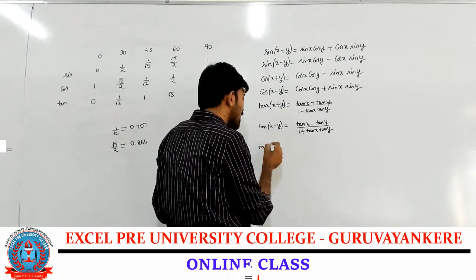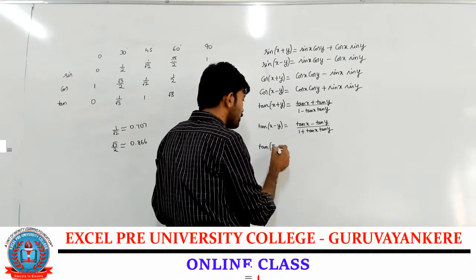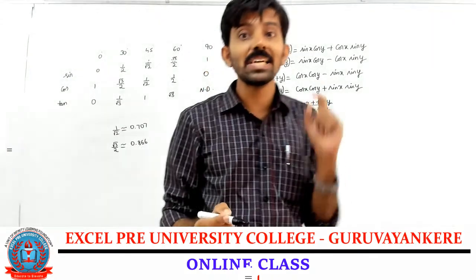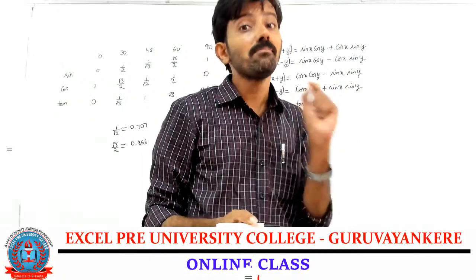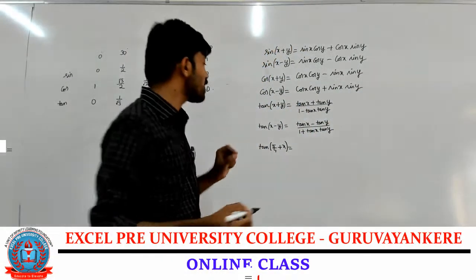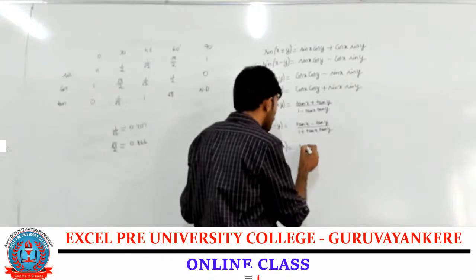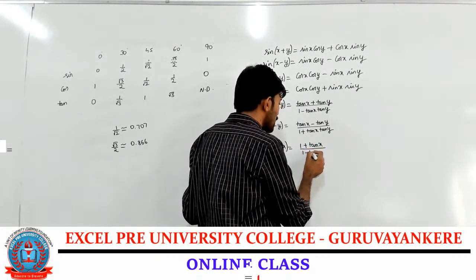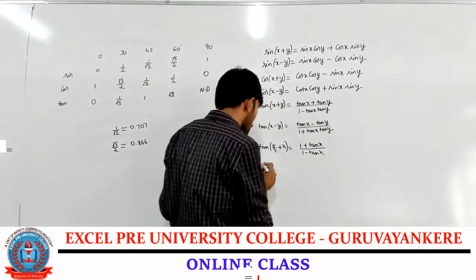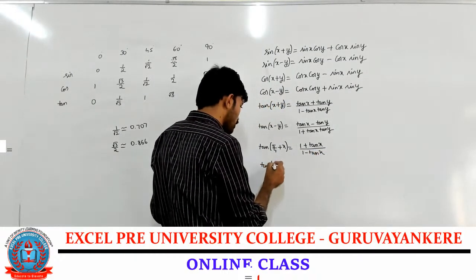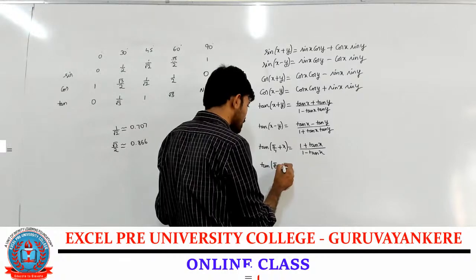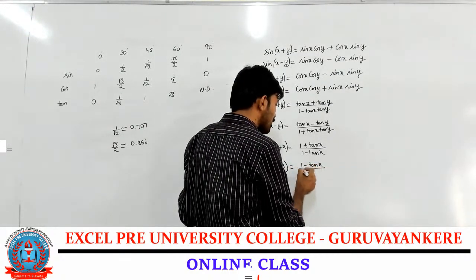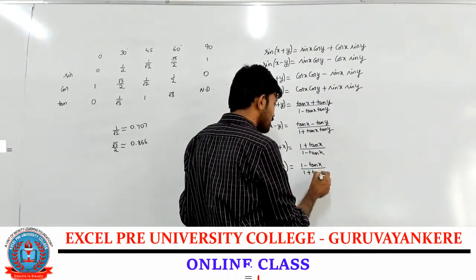Tan of pi by 4 plus x. Pi by 4 is in terms of radians, okay? Pi by 4 is 45 degree. I'll get to the concept of pi radians later. Pi radians is 180 degree. Tan of pi by 4 plus x is 1 plus tan x by 1 minus tan x. Tan of pi by 4 minus x is equal to 1 minus tan x divided by 1 plus tan x.